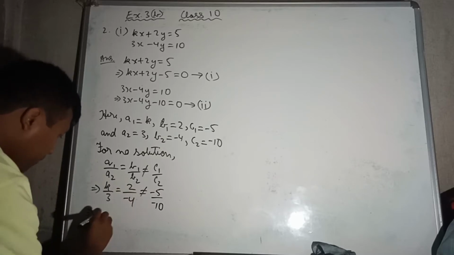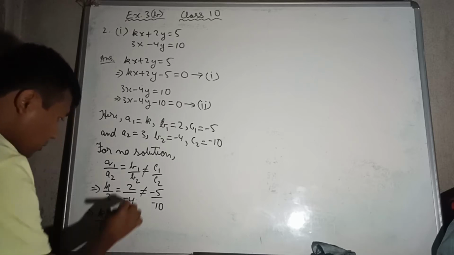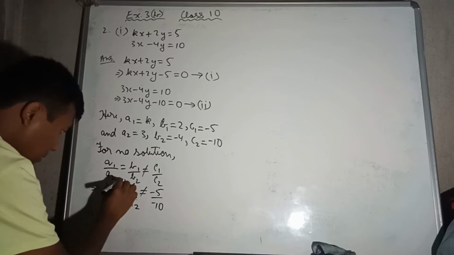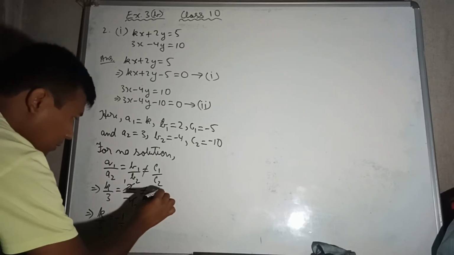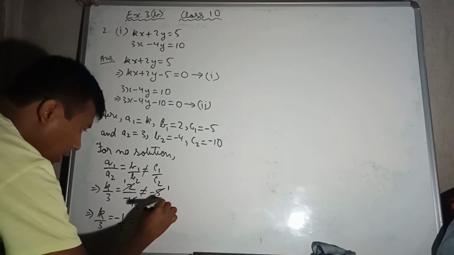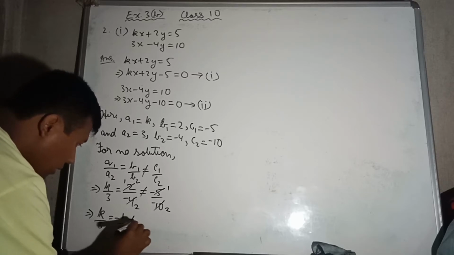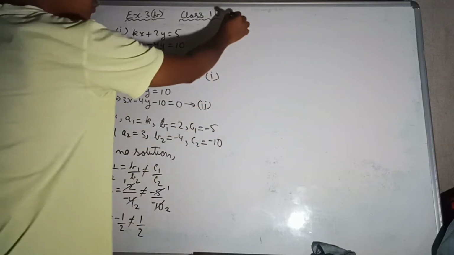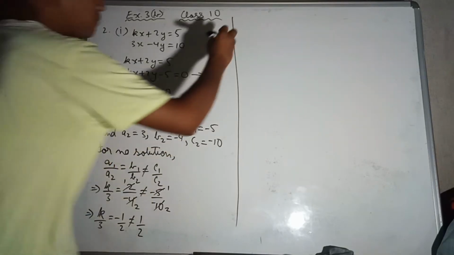This implies k by 3 is equal to 2 by minus 4, which is minus 1 by 2, and minus 5 by minus 10 is positive, so this is not equal to 1 by 2. We compare the first two to find the value of k.